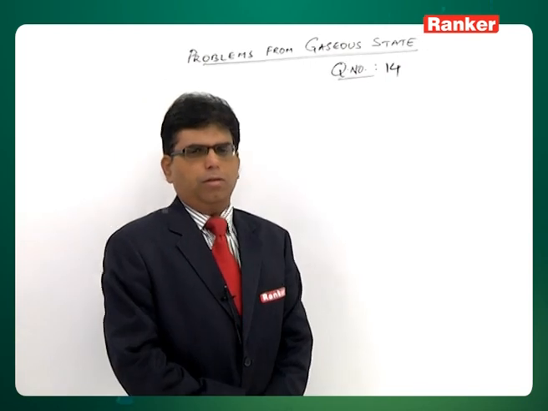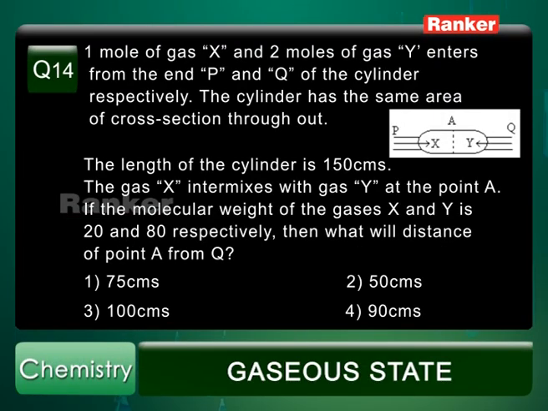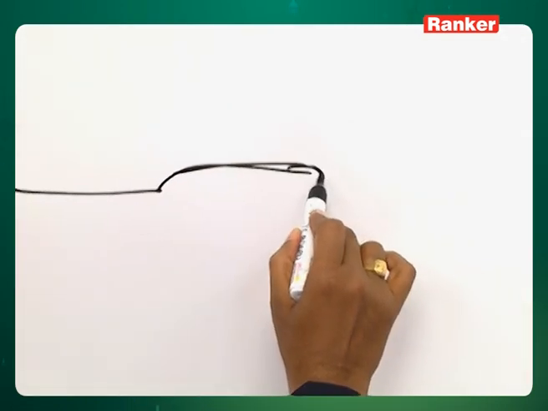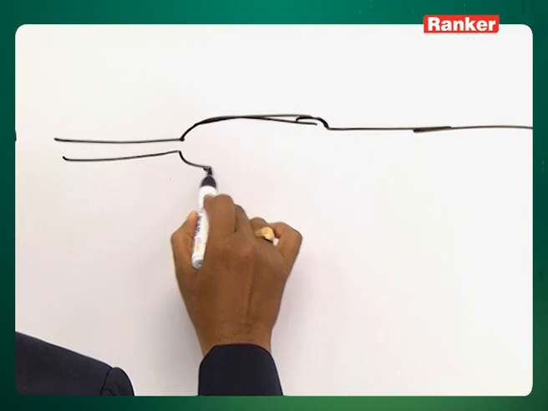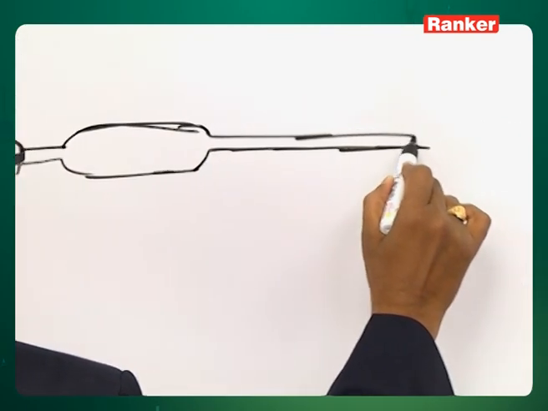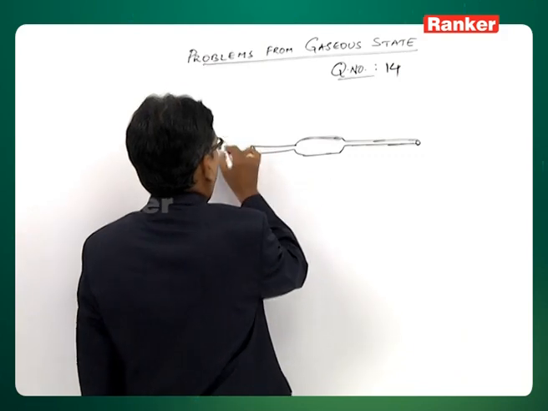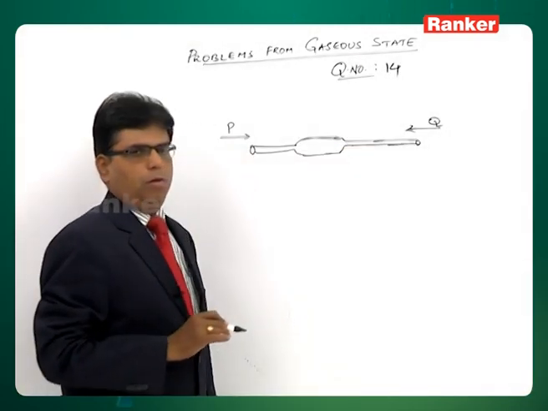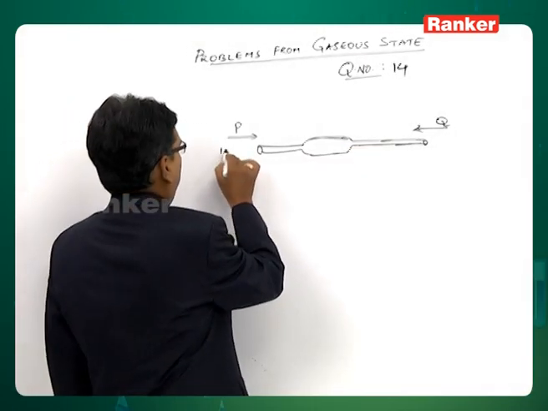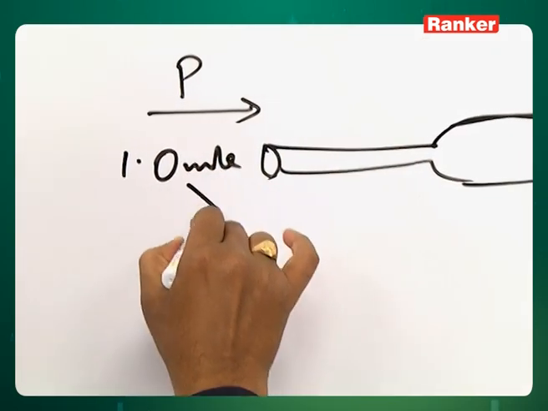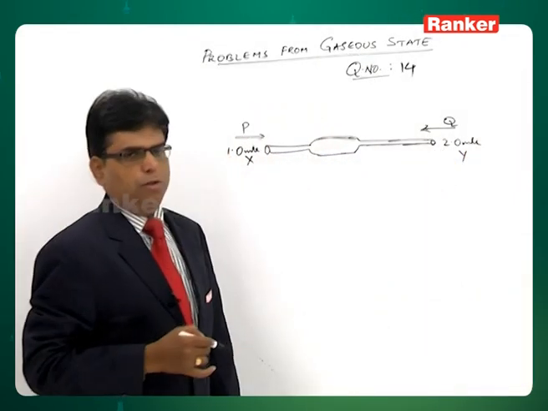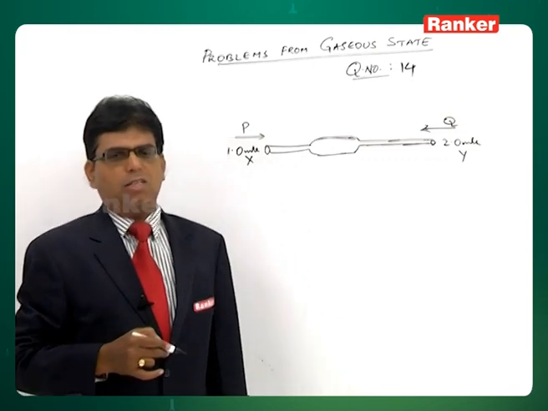Now, in question number 14, 1 mole of gas X and 2 moles of gas Y enter from the ends P and Q of a cylinder respectively. So, if you take a glass tube of cylindrical shape, this is end P and this is end Q. 1 mole of gas X is introduced from here, and from here 2 moles of gas Y are introduced. The cylinder has the same area of cross section throughout.